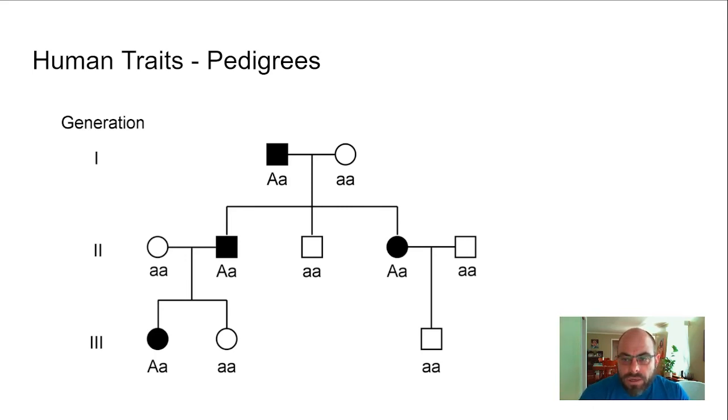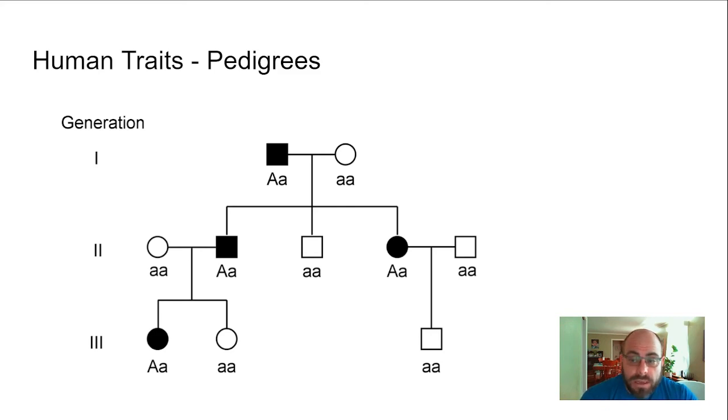Let's talk lastly about human pedigrees. A pedigree is just a way to show a family tree, but then to track a particular condition over the course of that family tree. In pedigrees, the squares are males, the circles are females, and the colored in shape, like you can see there in generation 1, that square is colored in. That will denote the condition that is being tracked.